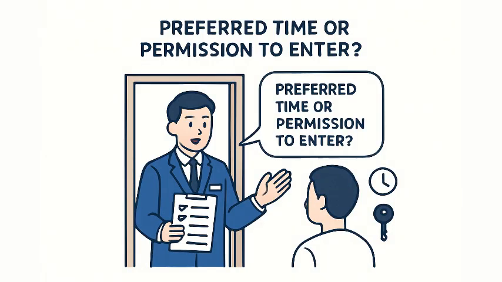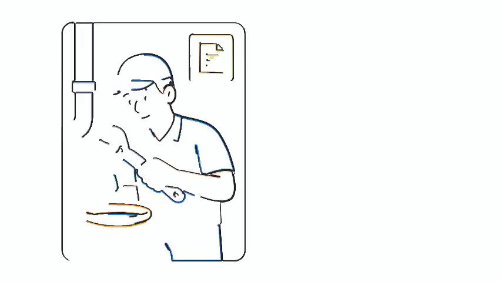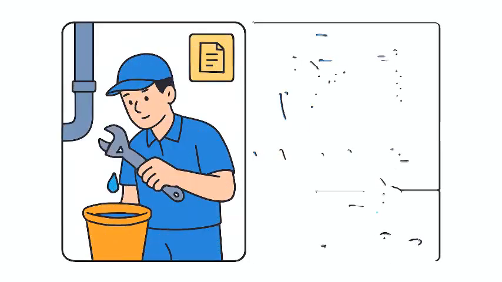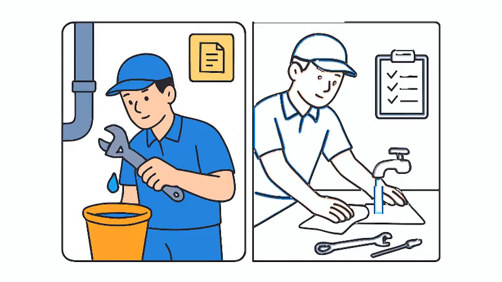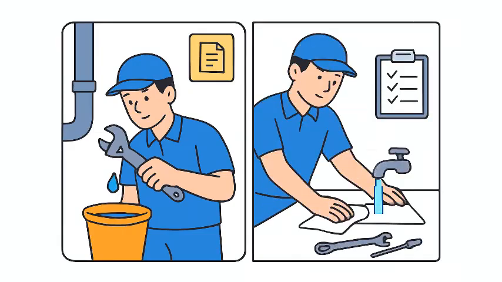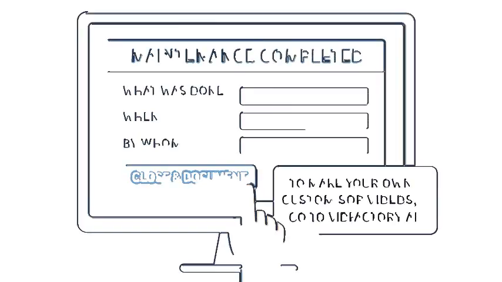Step 6. Complete the work. The maintenance staff fixes the issue, tests it, and cleans the work area. If a full repair is not possible right away, provide a temporary solution and explain it to the guest.